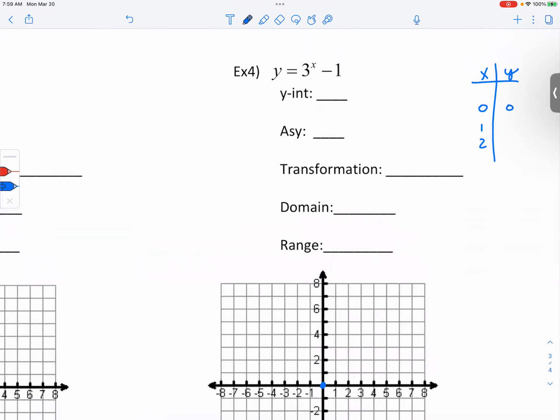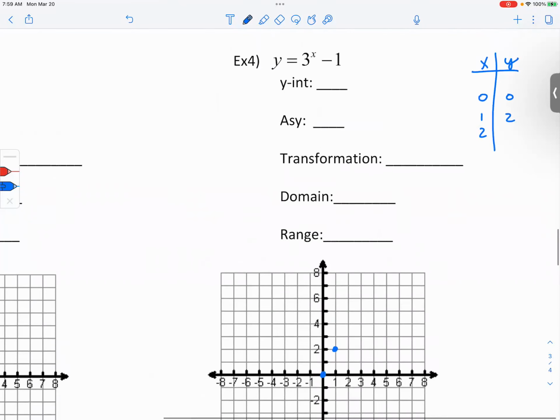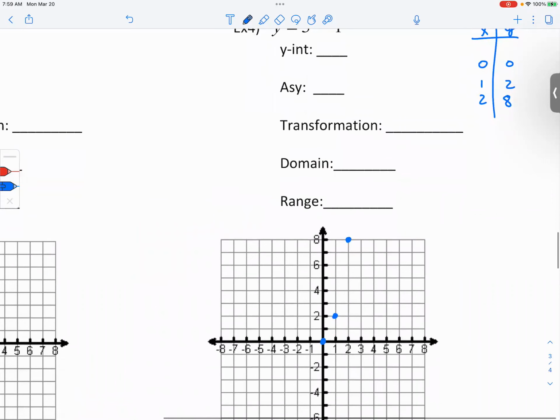All right. What's 3 to the first power? It's 3. 3 minus 1 is 2. So we know there's a point at 1, 2. And what about 3 squared? It's 9. 9 minus 1 is 8. So we have this. Now, what about the other side?